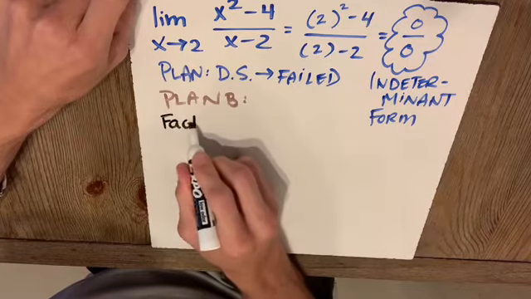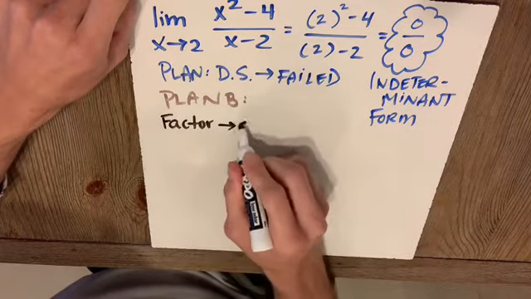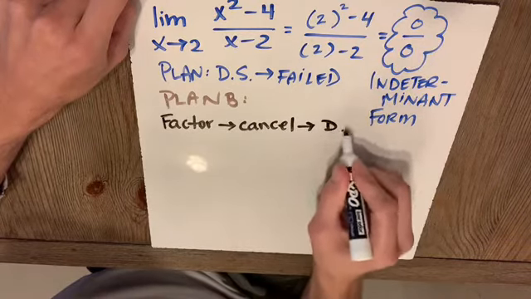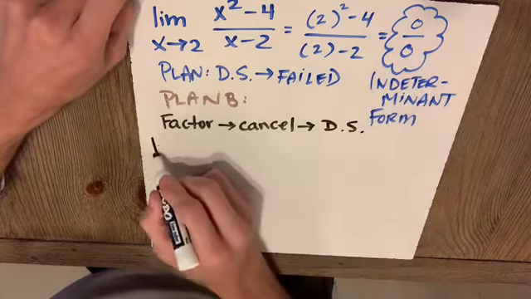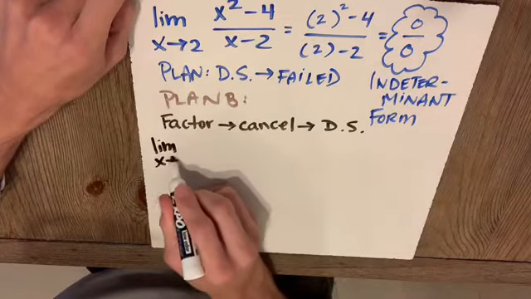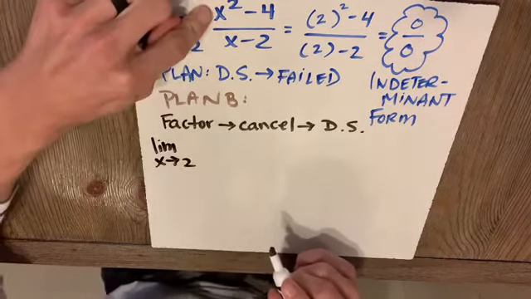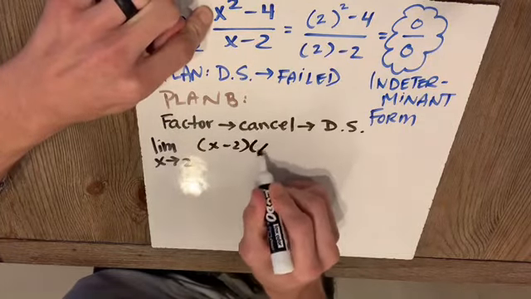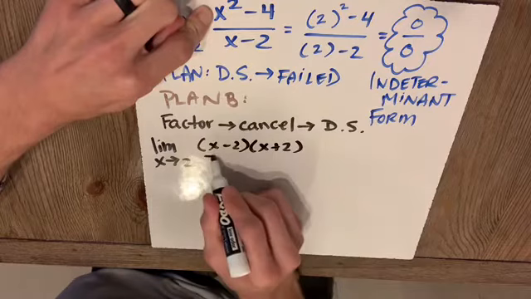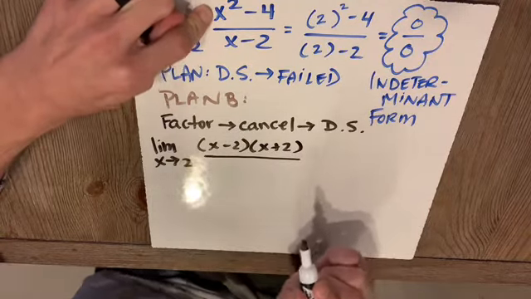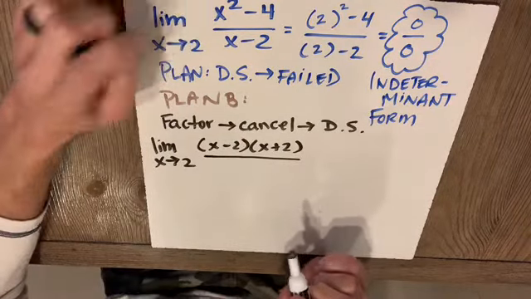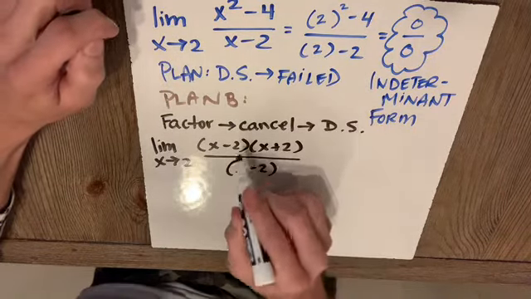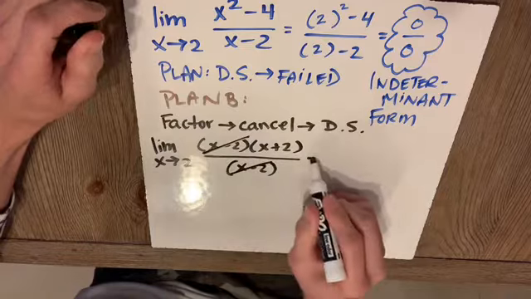Factor, cancel, and then try direct substitution. Let's see, the limit as x approaches 2. Well, let's factor. In the numerator, we have a difference of perfect squares: x minus 2, x plus 2. Thank goodness I took pre-algebra, algebra 1, algebra 2, and pre-calculus. So I know how to factor that immediately. And look, because we have multiplication here, we can cancel.